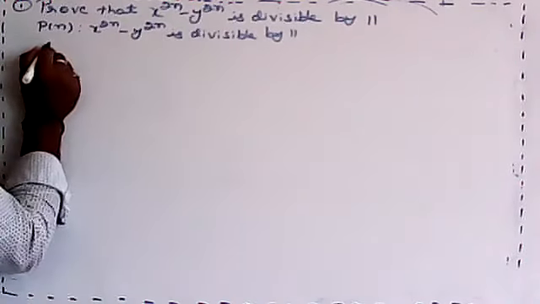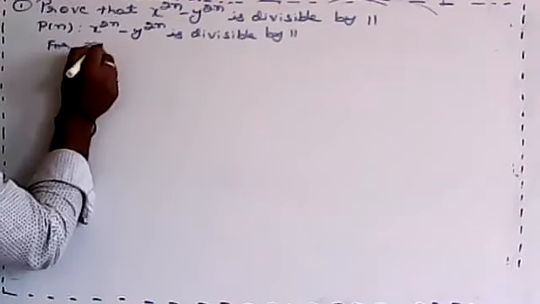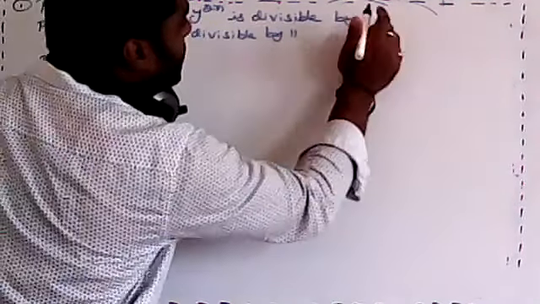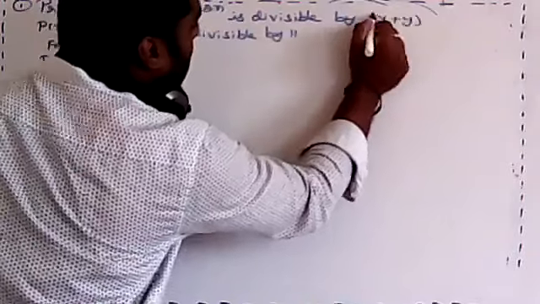So first, what you have to do? First we have to take n equal to 1, no? For n equal to 1, that time P of 1 is what? What do you get here? Divisible by x plus y, yes. x plus y is divisible by x plus y.